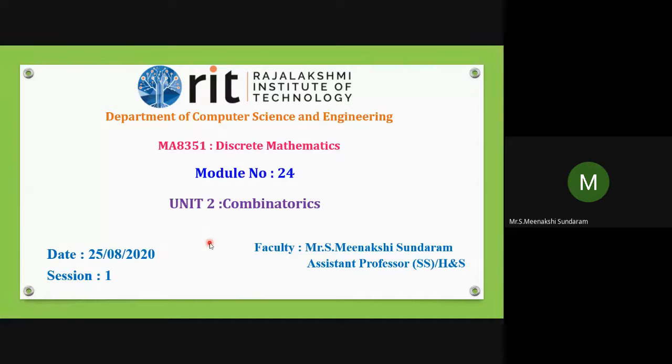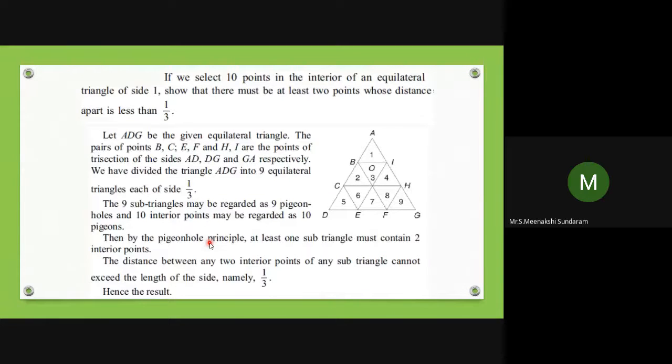Today is the last class for the second unit of combinatorics. This is the most important problem in the pigeonhole principle. It was asked once in the university question paper also.